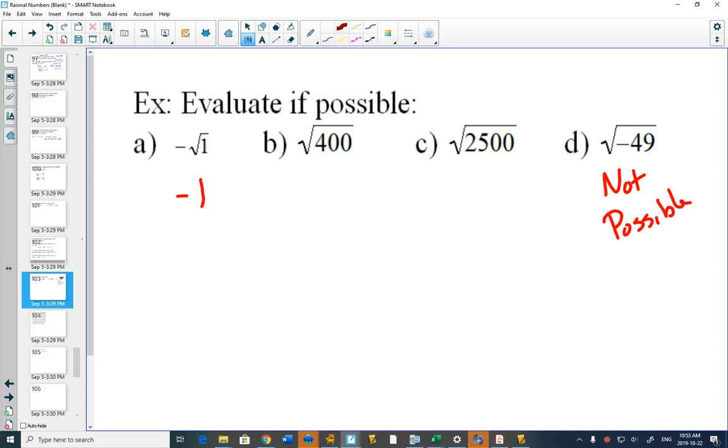Square root of 400? Is it possible? No, I just forgot my calculator. Oh, forgot your calculator. Pretend to type it in. Here we go. Square root. 400. Enter. 20. Good job. All right.